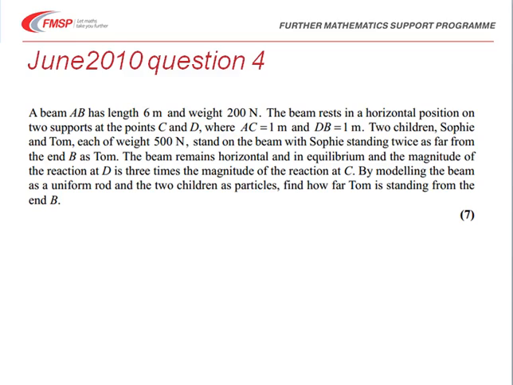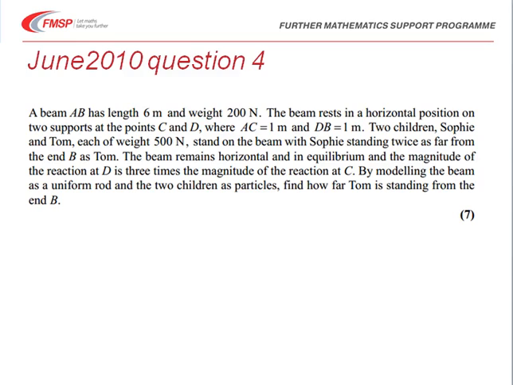So the question says that a beam of length 6 meters and weight 200 newtons is called AB. The beam rests in a horizontal position on two supports at C and D, where the distances AC and DB are both equal to 1 meter. Two children, Sophie and Tom, each of weight 500 newtons, stand on the beam, with Sophie standing twice as far from the end B as Tom.